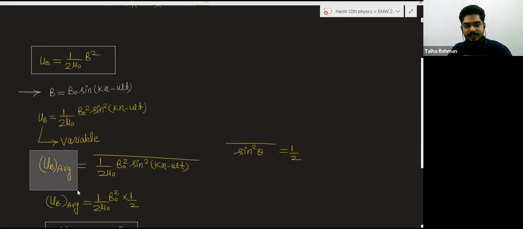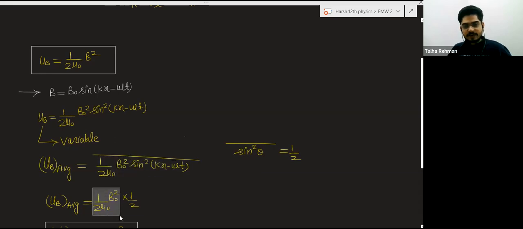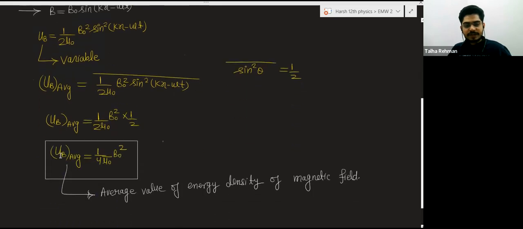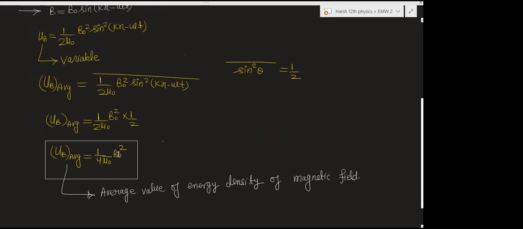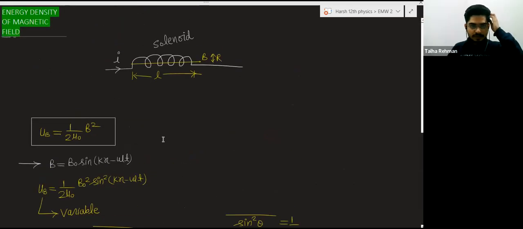When you calculate the average value, this term will be the constant term, so you can take it right here, because the average of a constant is again that constant, and the average of sine square is half. So that will be written like this, 1 by 4. This is the average energy density of the magnetic field, that is 1 upon 4 mu naught into B naught square. What is B naught? B naught is the peak value of the magnetic field. Okay, write down.